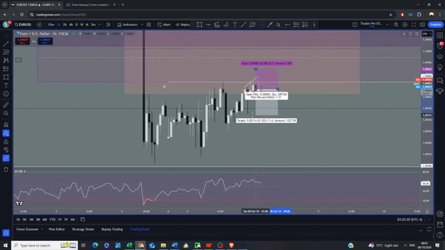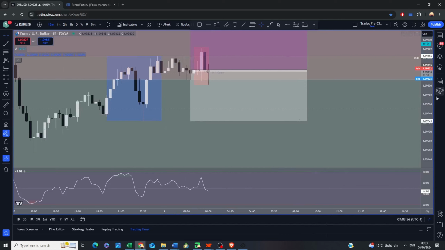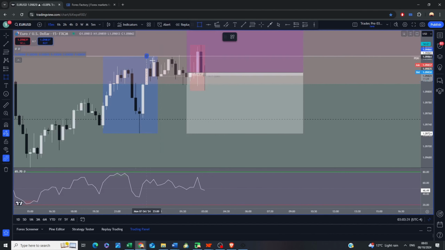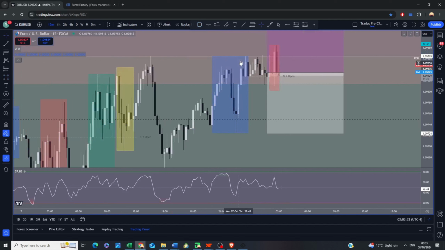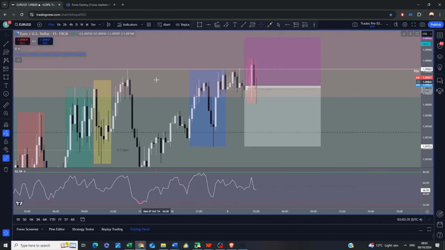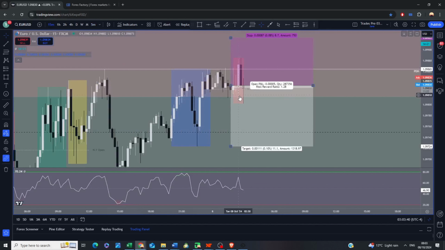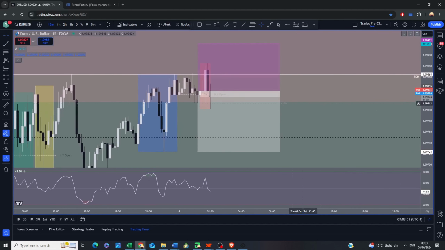And also we essentially had an accumulation and manipulation going on right here. We had this small accumulation, price manipulated that Asian range, and then we had this bullish engulfing candle that took out the wick on either side, and that provided another level of liquidity for price to come down into, which it has come down to now, and I'll see how price plays out.